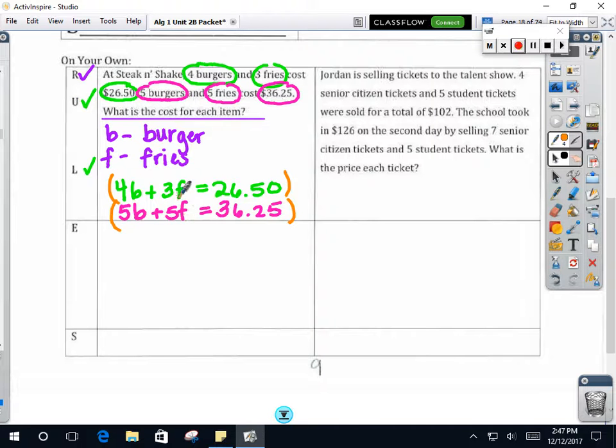So she's going to make them the same number by multiplying this 3 by 5 and that 5 by -3. You got to make sure one of them becomes a negative. Otherwise, they won't cancel out. So when we multiply the top equation, 5 times 4b is 20b. 5 times 3f is 15f. And 5 times 26.50 is what?